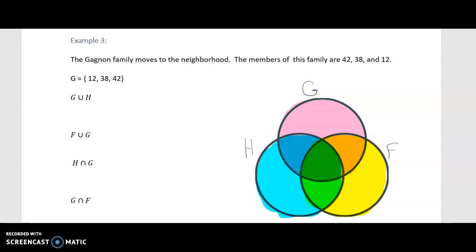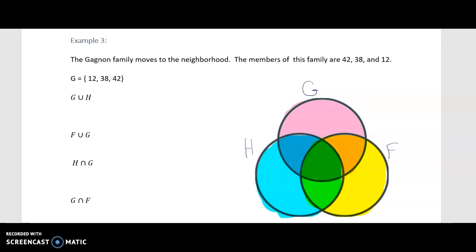Now, let's pretend the Gagnon family moves into the neighborhood down the street. The members of this family are ages 42, 38, and 12. You'll see here to the right, I've added a pink circle to our Venn diagram. Now, right here in this darker blue section, that represents where H and G overlap.